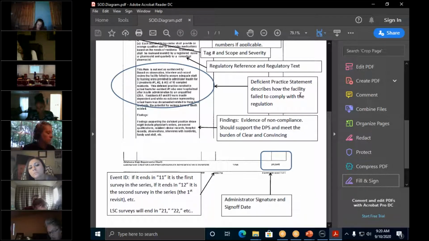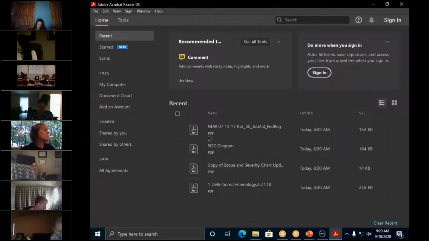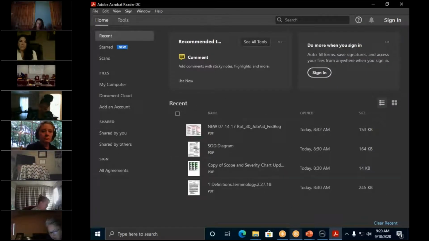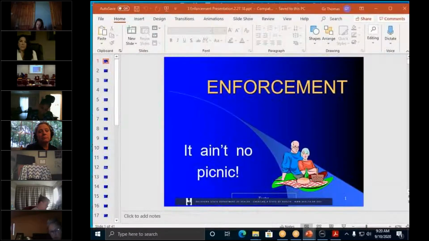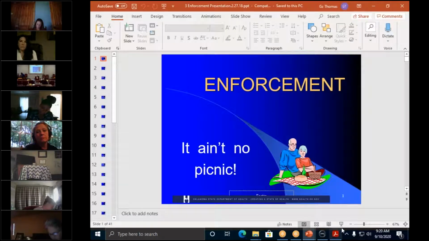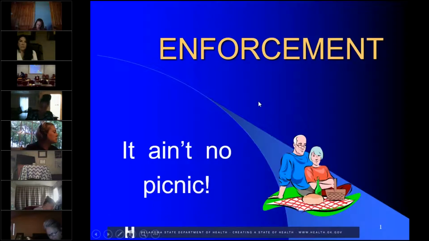Okay. Well, we're going to move on to the enforcement presentation. So enforcement. Enforcement. It's not a picnic. It's complicated and it gets more complicated every time we have a crisis.